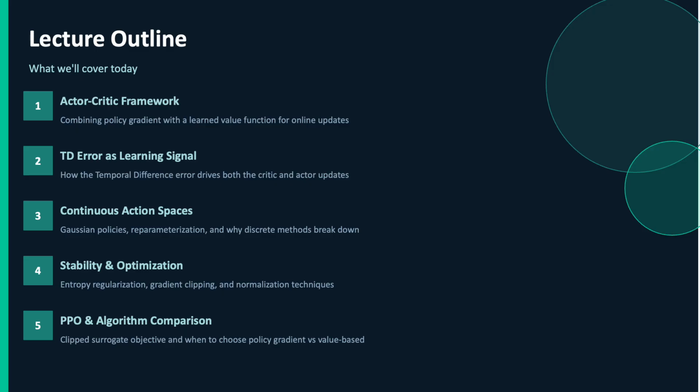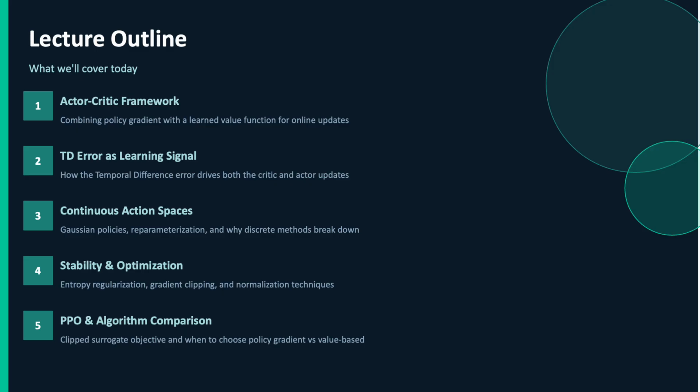So there are five sections we'll discuss today, each building on the last. We open with the actor-critic framework itself, the two-network architecture, what each network does, and how they interact through the TD error signal. The second section goes deep into TD error, what it means mathematically, why it replaces the Monte Carlo return, and what the sign of delta tells the actor about its last action.